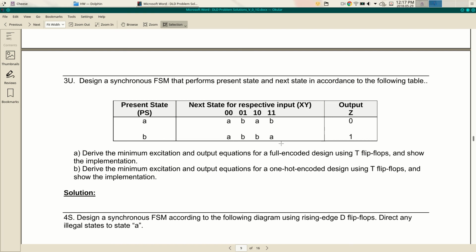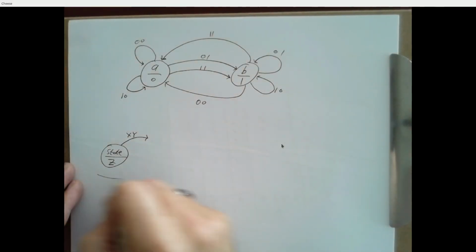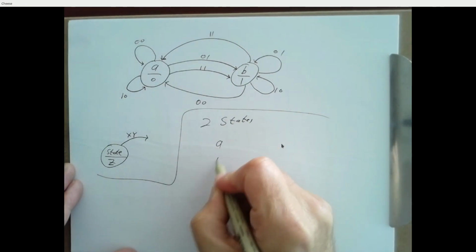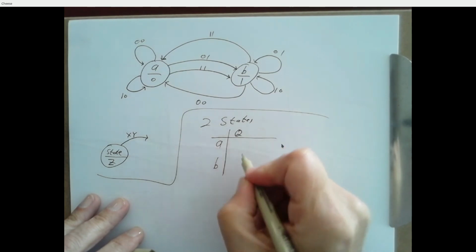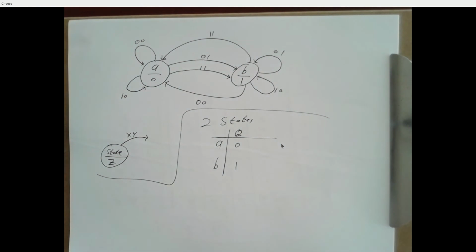So let's talk about full encoding versus one-hot encoding. You've got 2 states, and we'll call those A and B. How many flip-flops do you need to encode 2 states? 1. So we just have a single flip-flop, we can call it Q. And we could say if it's a 0, then we're in state A. If it's a 1, we're in state B. You could do it the other way also. So 1 flip-flop lets you encode 2 states.